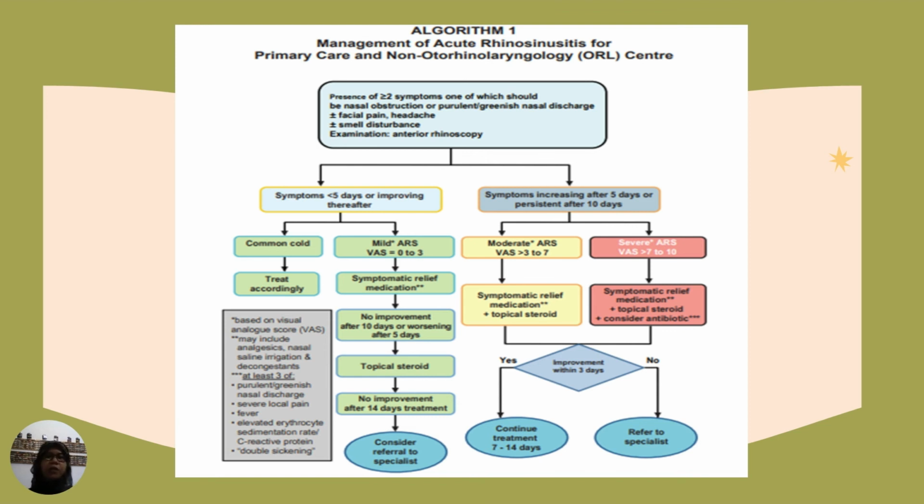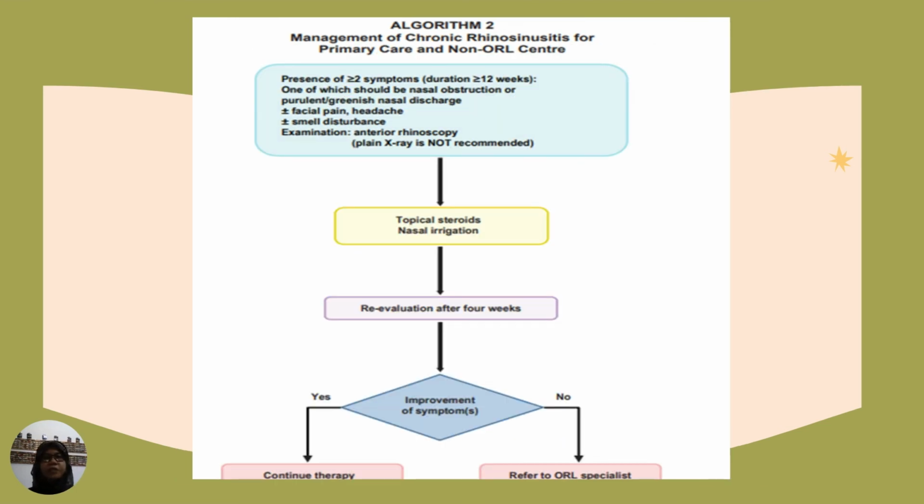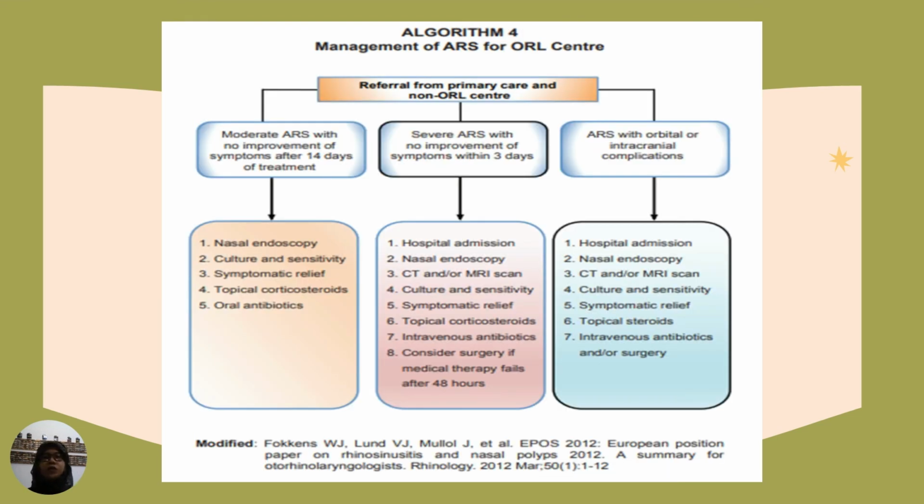If the patient has moderate or severe ARS, we give symptomatic relief first and also topical steroids. If no improvement after 3 days or 72 hours, please refer to ENT. Management of CRS for primary care and non-ENT centers, we give topical steroids and also nasal irrigation. And please reevaluate after 4 weeks. If there's improvement, just continue the medication. If no improvement, refer to the nearest ENT clinic.